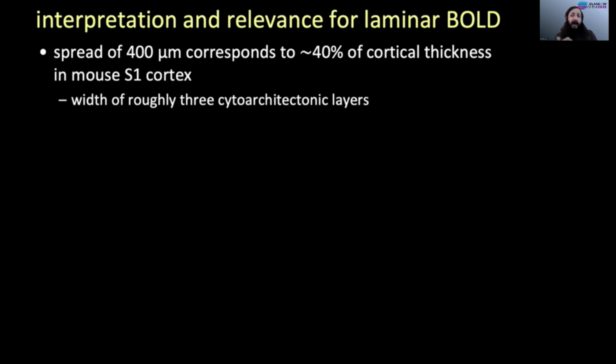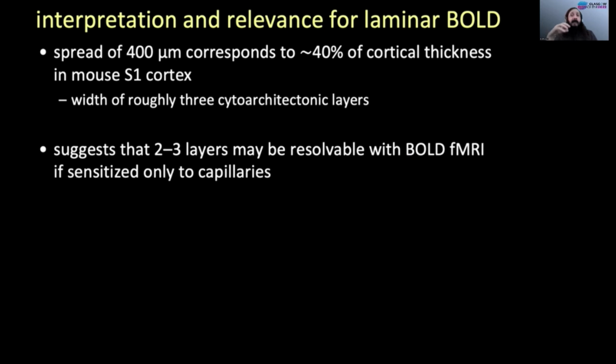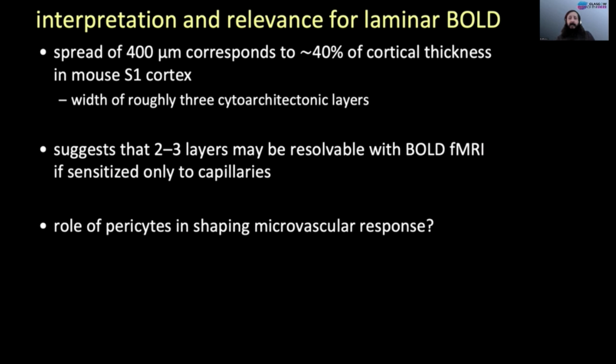So now this average spread corresponds to 40% of the cortical thickness, and so it's equivalent to roughly 3 cytoarchitectonic layers in S1. So this suggests that if the pre-capillary arterioles are the only control structures that regulate blood flow in the cortex, perhaps 2 to 3 layers could be resolvable with BOLD fMRI, provided we have small enough voxels, and if we use techniques like pure spin-echo BOLD that are sensitive only to the capillaries. Now, pericytes may help shape the microvascular response, and we're just beginning to consider whether they can tighten it.